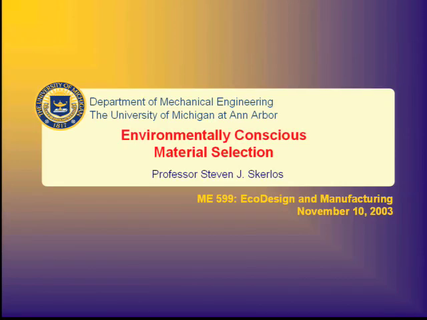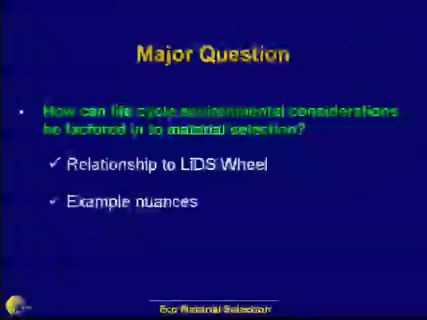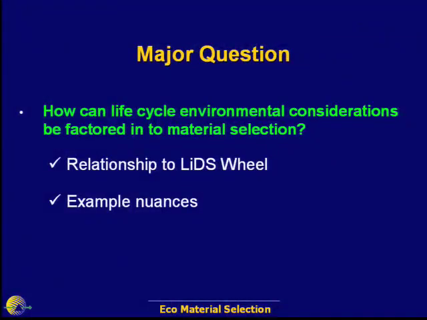Major question for today. We're talking about material selection. We actually began a little bit on Monday. How can life cycle environmental considerations be factored into material selection? So we'll be talking about material selection, but it really is hard to find examples where you can just isolate the material and the material production from the life cycle. And that's going to be very obvious and probably the big lesson from today.